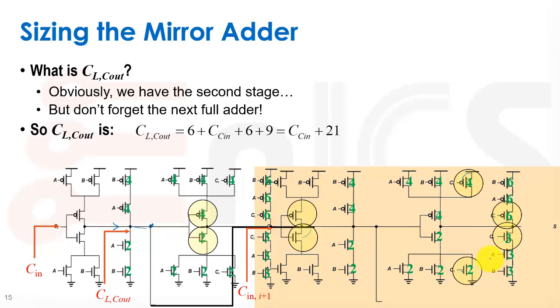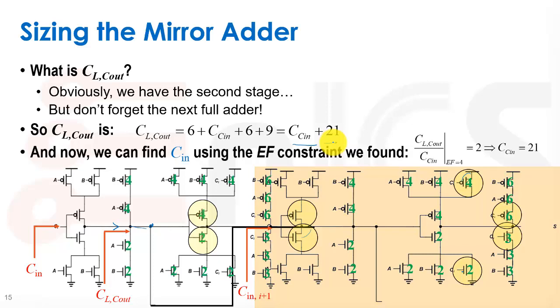So we can now calculate C load of C out is going to be 6, which we have here, plus this, plus the Cin, which is gonna be the capacitance of these two guys together, plus, you know, here we have 6 and here we have 9. And so we get that it's altogether Cin plus 21. And now we actually have two types of things. We saw that we wanted C load over Cin to be 2, okay? And we know that we want C load of C out to be equal to Cin plus 21, okay?